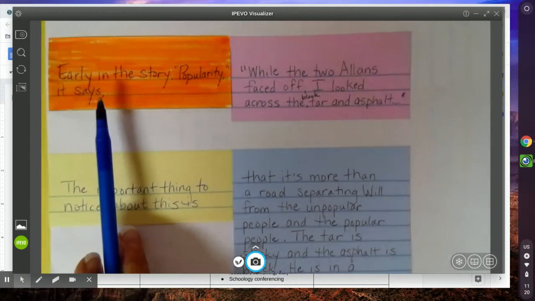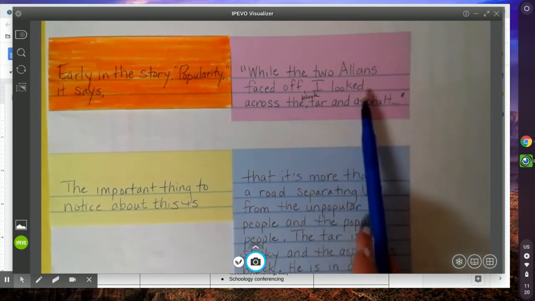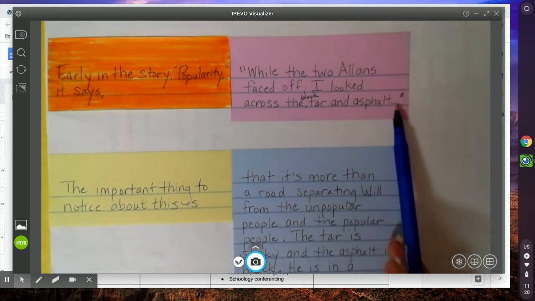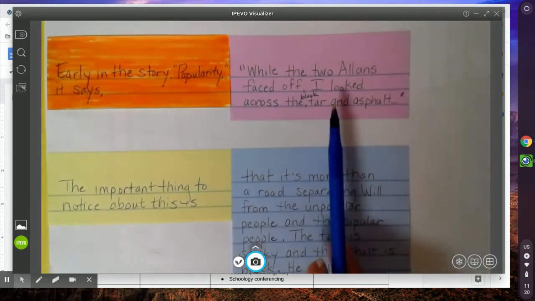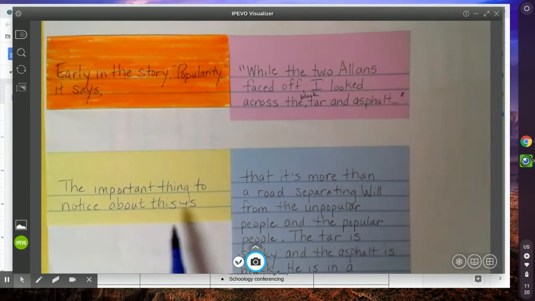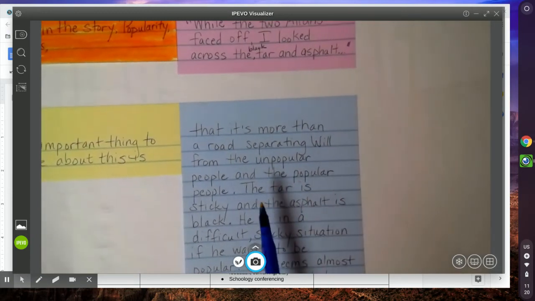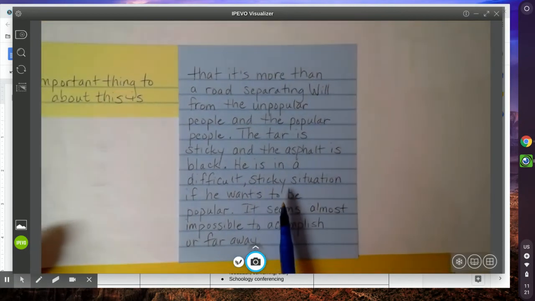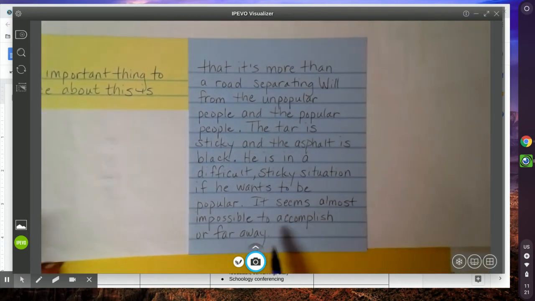So my way to intro my evidence: early in the story, popularity, it says, while the two Allens faced off, I looked across the black tar and asphalt. Right, and I don't have to put the whole sentence. I put the ellipsis there at the end because I've said what I need to say. All right, so I have my tag to insert my evidence, and then I explain how this evidence proves my point. The important thing to notice about this is that it's more than a road separating Will from the unpopular people and the popular people. The tar is sticky and the asphalt is black. He is in a difficult, sticky situation if he wants to be popular. It seems almost impossible to accomplish or far away.